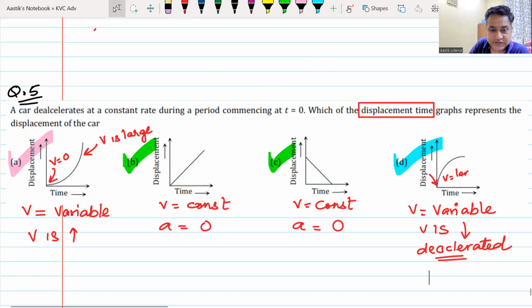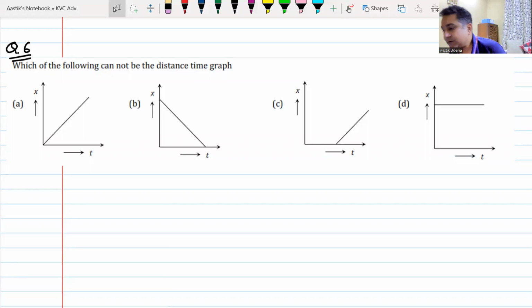Here comes the next question for you. Which of the following cannot be a distance time graph? Four options are given. Which of them is not possible? Which of the following distance time graphs is not possible? Can you tell me the answer?